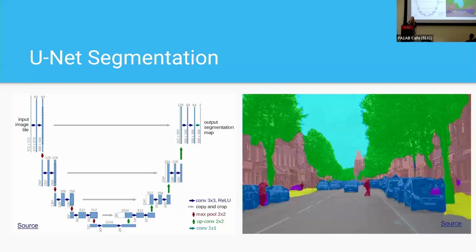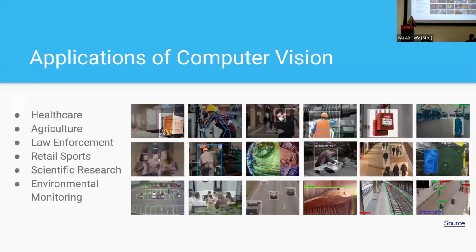So what are applications? The previous talk did a really wonderful job in introducing all of the ways that AI will impact society. This is just computer vision, but it does impact healthcare, agriculture, law enforcement, retail, sports, scientific research, and environmental monitoring. Here are some visualizations of how this would be used in society.